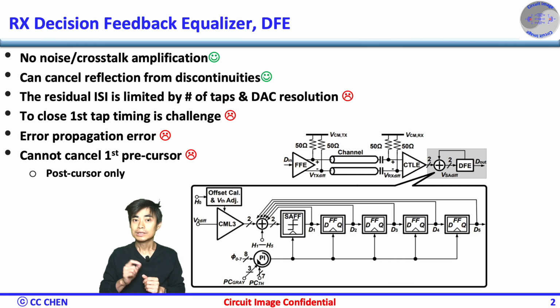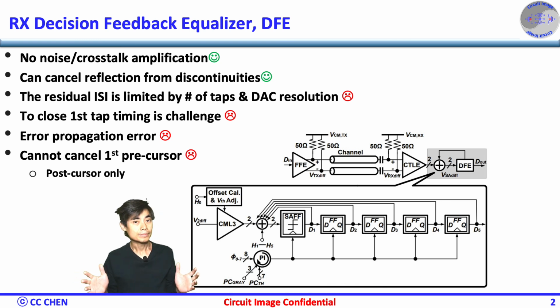If you review the decision feedback equalizer, DFE, you will appreciate that the DFE not only cancels the reflection from discontinuities, but also avoids noise or crosstalk amplification. However, you are aware that the biggest challenge is to close the first step timing. So, you must spend most of your time designing or optimizing the first step timing over different input swings and different channel routes.